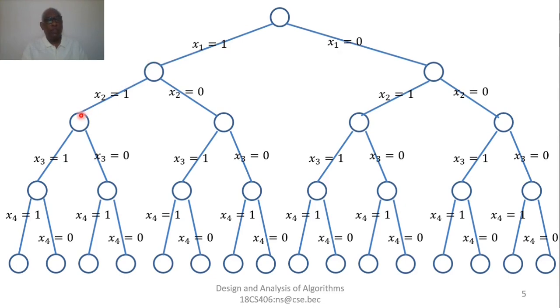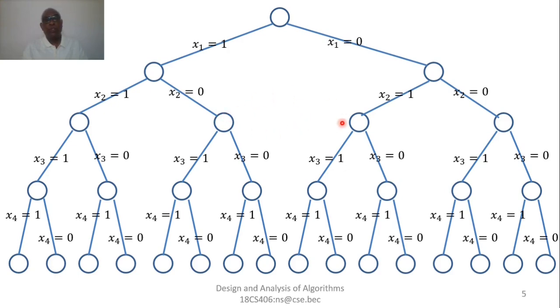And now let's look at this node. At this level, k equal to 2, we create children by choosing the value of x2 equal to 1 and x2 equal to 0. So this node defines a partial solution x1 equal to 1, x2 equal to 1. So the partial solution is (1, 1), which indicates that the first weight and the second weight are included. Whereas this node indicates the partial solution (1, 0), which means that the first weight is included but the second weight is excluded.